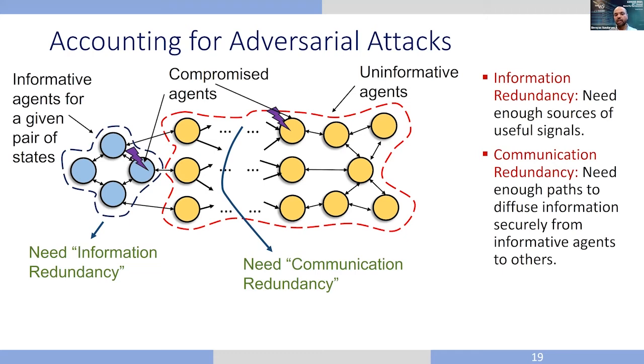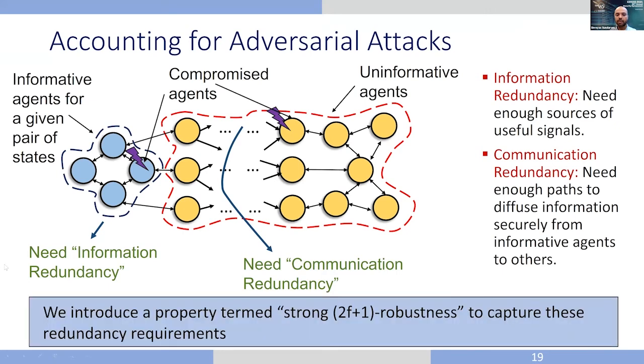So you not only need information redundancy, but you need communication redundancy. You need topological properties that account for both the information structure and the communication network structure. I won't go into what that property is in the interest of time, but we introduce a new graph property that we call R-robustness, or strong R-robustness, to capture both of these redundancy requirements.